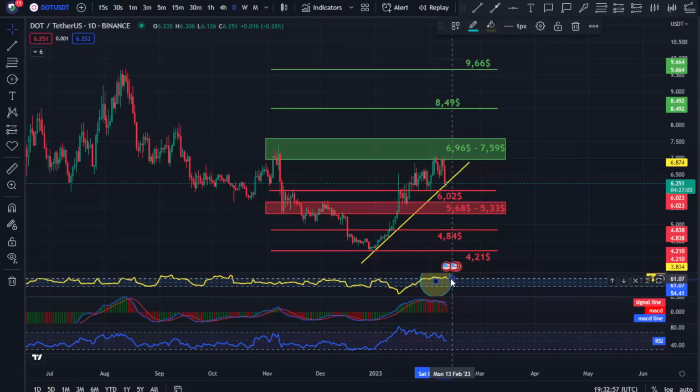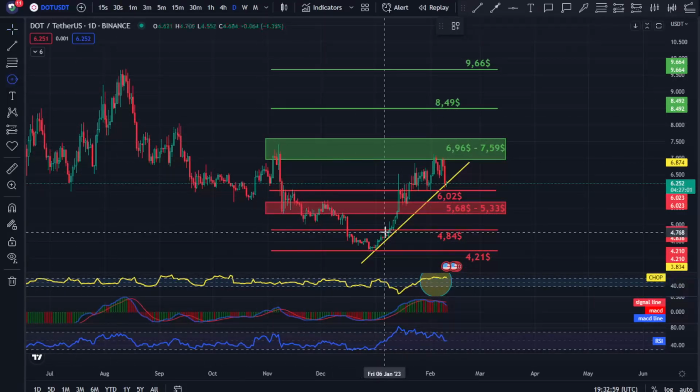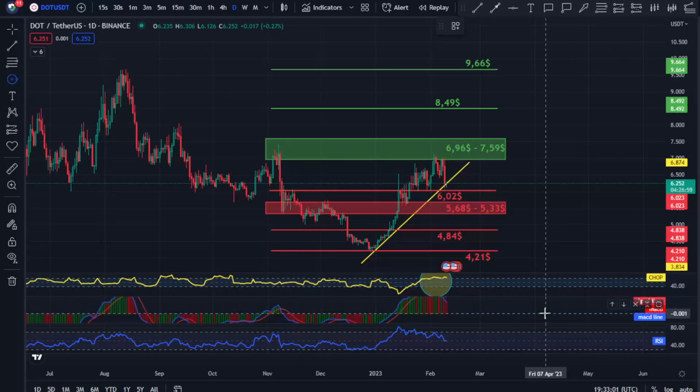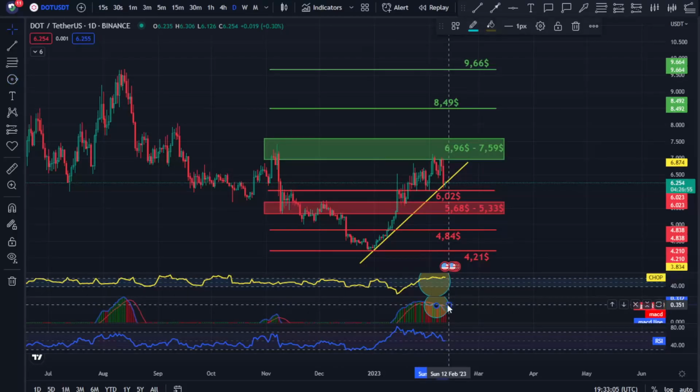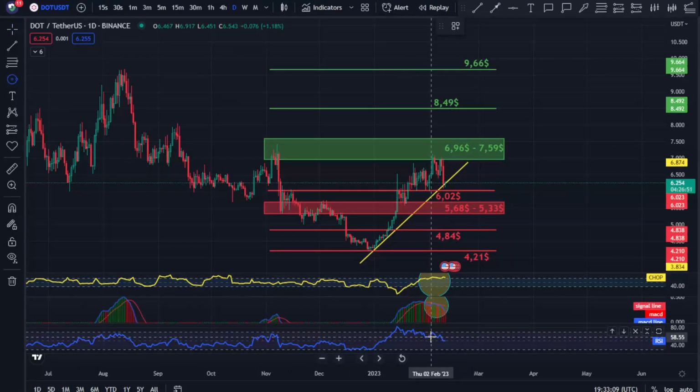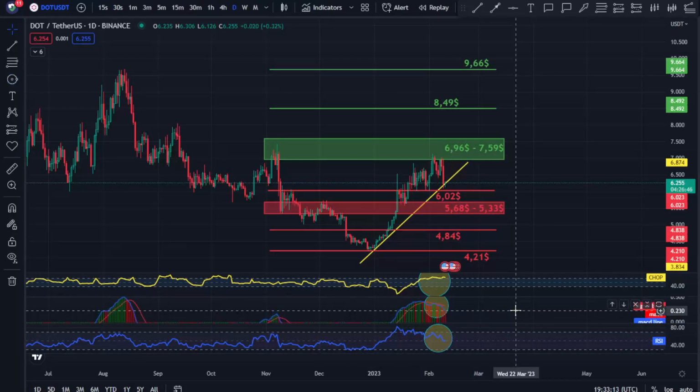Please look at the CHOP index, which despite the correction indicates that there is a lot of energy. The MACD indicates a downward trend, while the RSI shows a further rebound, but there is still room for a larger price drop.